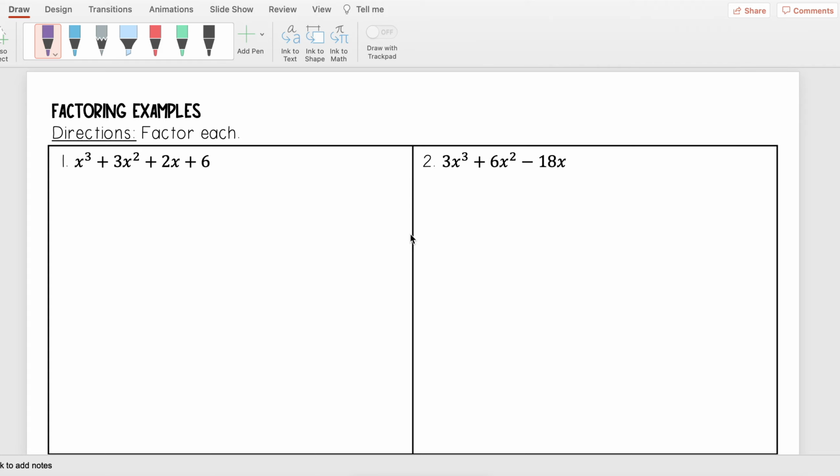So now let's go through some examples of factoring multiple types of polynomials, where we have to figure out what type of factoring we're doing. Okay, so looking at number 1, I have x cubed plus 3x squared plus 2x plus 6.